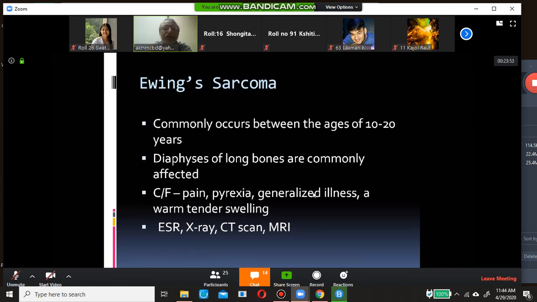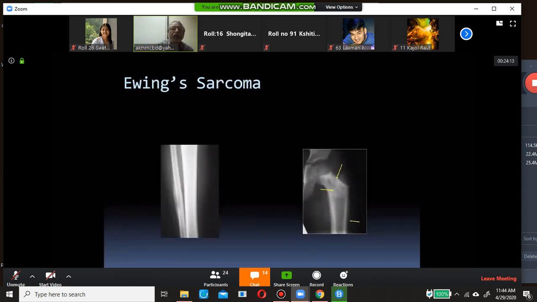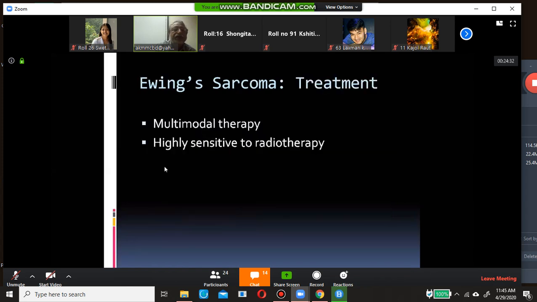There is generalized illness. This is also present in osteomyelitis. So when in a patient there is all these features, pain and pyrexia, generalized illness, you have to be careful and you go for the necessary investigations. The diaphyseal part is affected here, the fibula is affected. There is periosteal reaction, elevated periosteum, sometimes onion skin appearance, sometimes just an osteolytic lesion. And in histopathology, you will find that in Ewing sarcoma. That is the onion skin appearance.